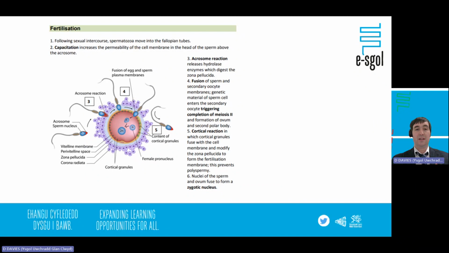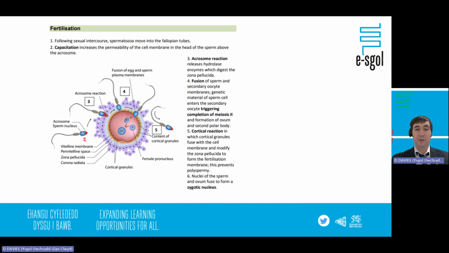First of all, there is capacitation. Capacitation increases the permeability of the cell membrane in the head of the sperm above the acrosome. The sperm starts to get close and this starts to break down. You then have the acrosome reaction, which releases enzymes that break down the zona pellucida, the jelly-like layer we were talking about before.